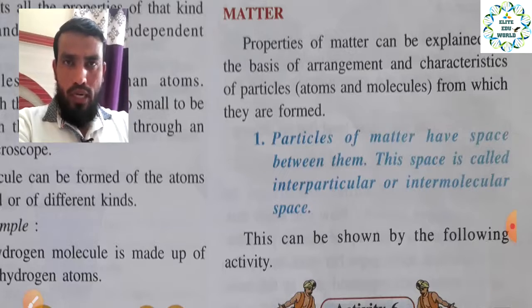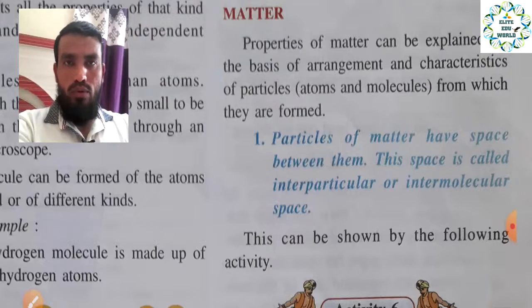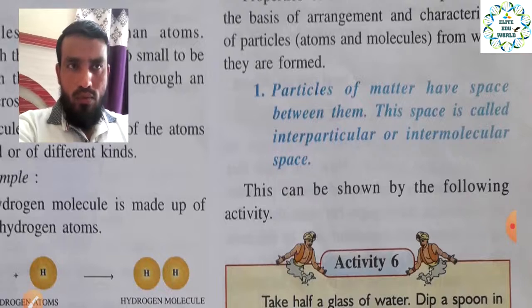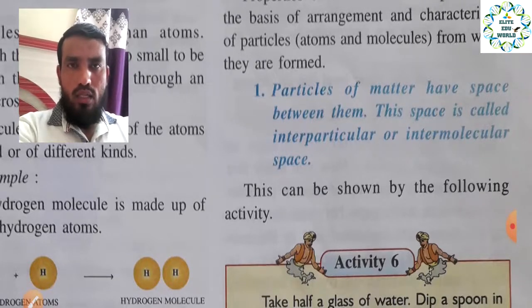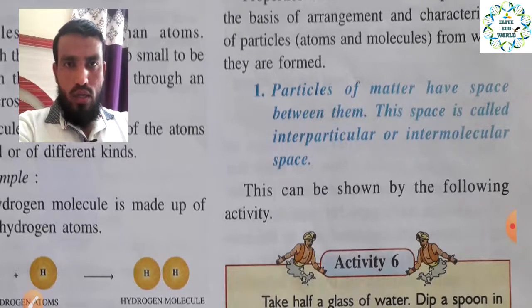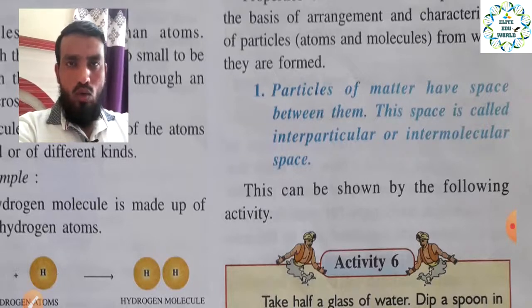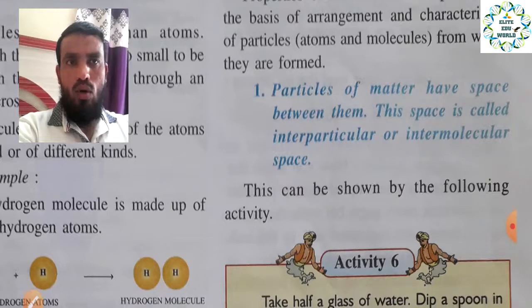There are different molecules, because, as I have told you, a number of atoms come together and make a molecule, and then a number of molecules come together and make the matter. So in this matter, how are the molecules arranged? There is space between two molecules, right? One molecule of water and another molecule of water. Between the two molecules of water, there is a space that is called the intermolecular space.